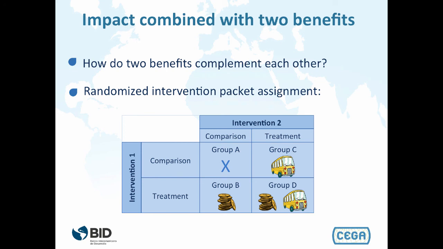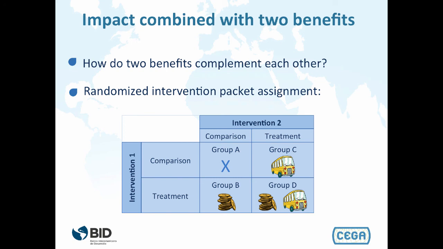Well, with this type of design, we have 4 groups. The first row, first column is the pure comparison group. The second row, second column is full treatment. You get both cash and transport. Group C is just transport, and Group B is just cash.